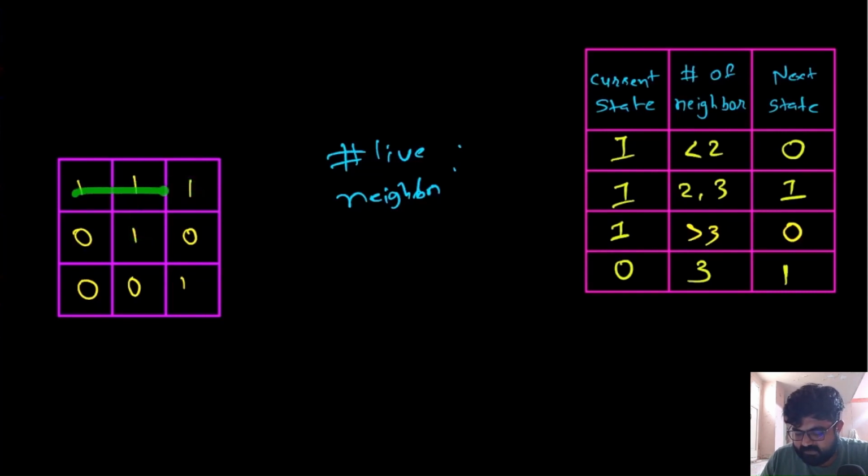So currently this upper row is going to remain as it is. Now for this particular 0, this 0 is actually surrounded by 3 ones, which means that this 0 needs to become a value number 1. So now this becomes value number 1.